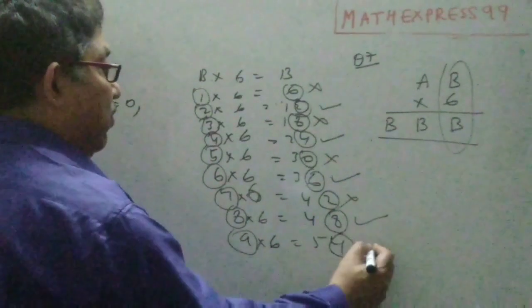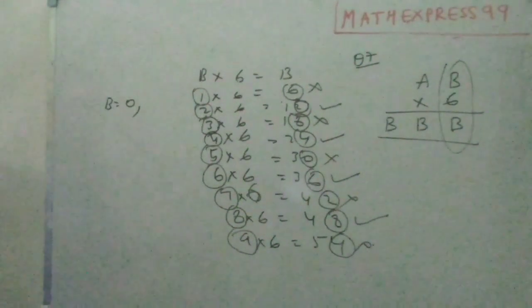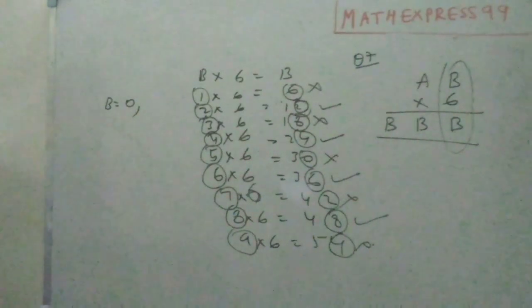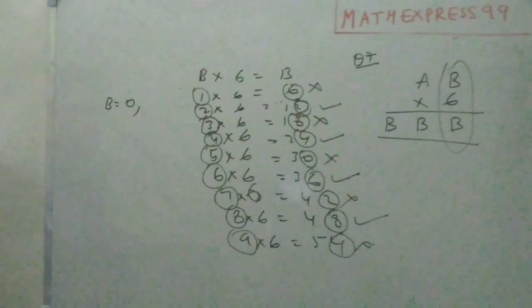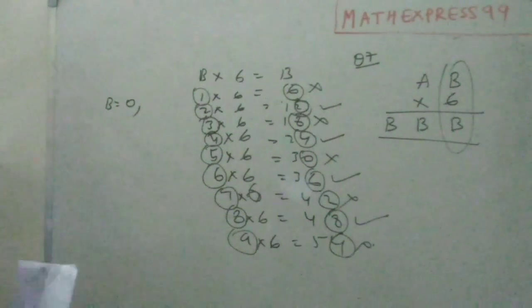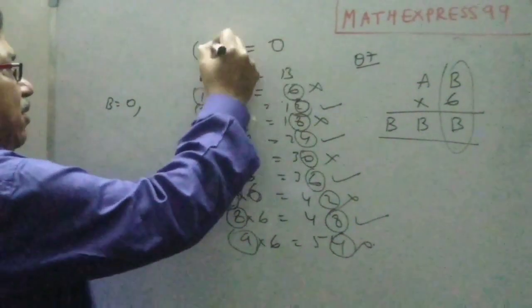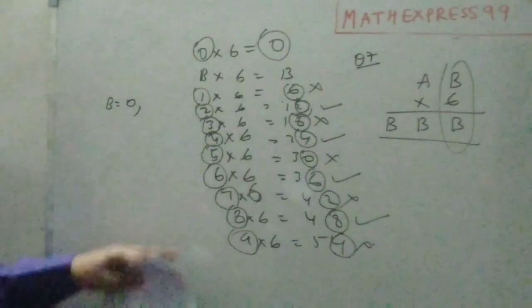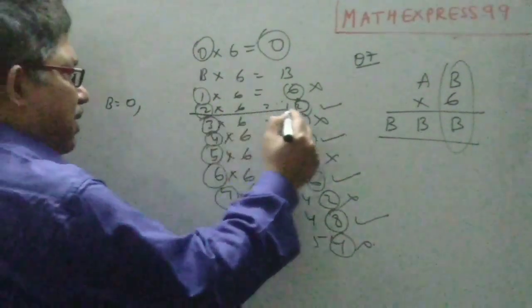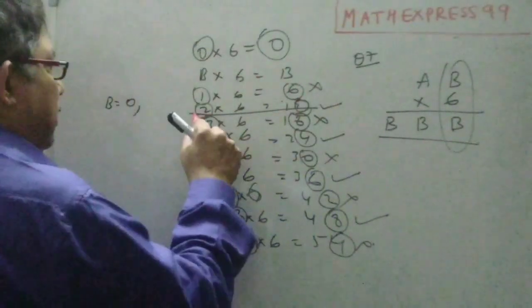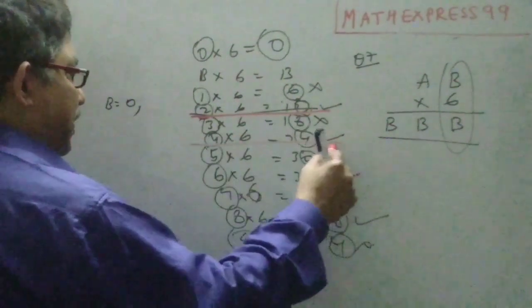So you are lucky you have got 5 possibilities for B. What are those 5 possibilities? B can be 0 because 0 into 6 was 0. So they do match. You have this matching, you have this matching, you have this matching, and you have this matching.